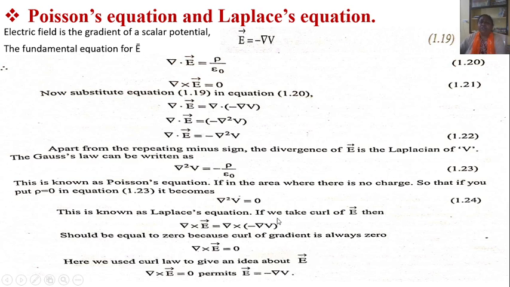If we take the curl of E, then we get del cross E equals del cross minus del V, and therefore del cross E equals 0. Then here we use the curl law to give an idea about E, that is del cross E equals 0 permits E equals minus del V.